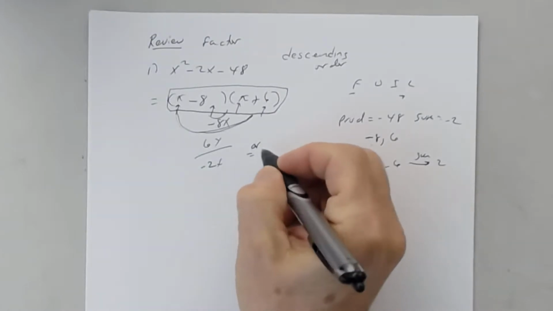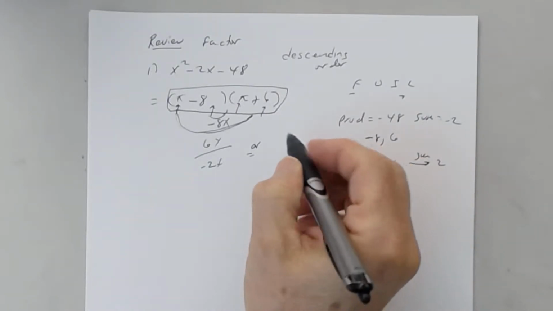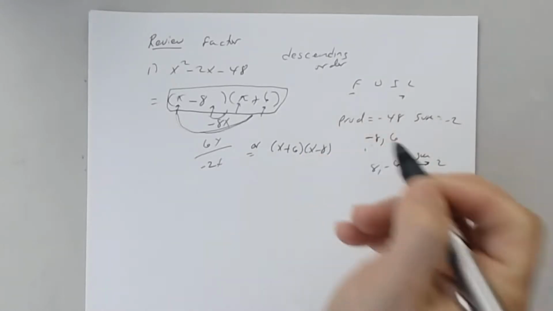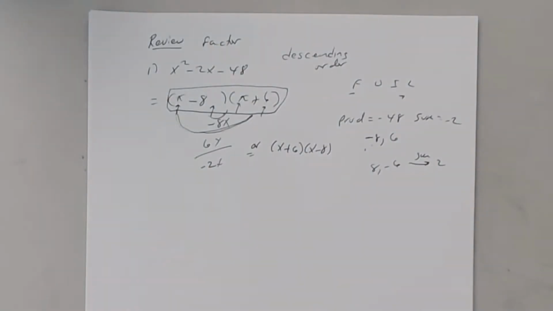Again, the order in which you multiplied does not matter. So you could have said x plus 6 times x minus 8. So that's what we did last week.